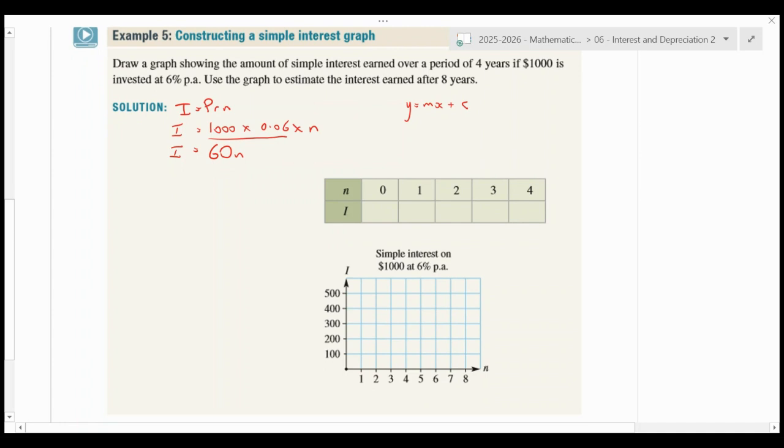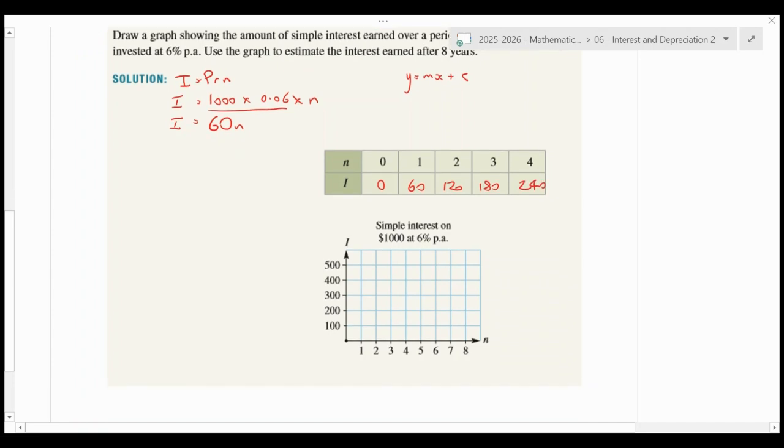But what we can do is now, rather than just using that, we're going to use a table of values, and we're going to plug in our n's, get our i's. So at 0 years, it is 0. After 1 year, it is 60, then 120, 180, and 240. So what we're going to do now is plot those points on there.